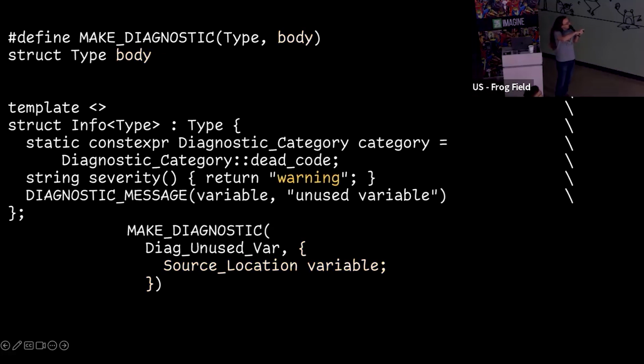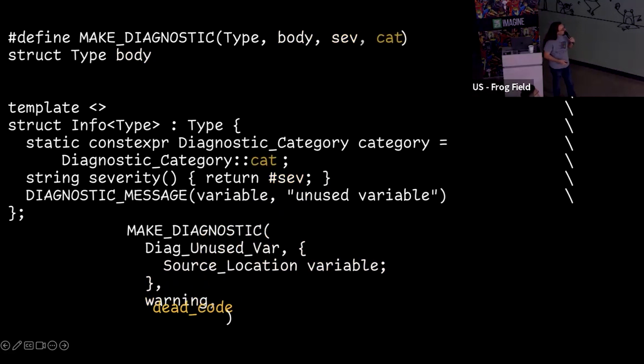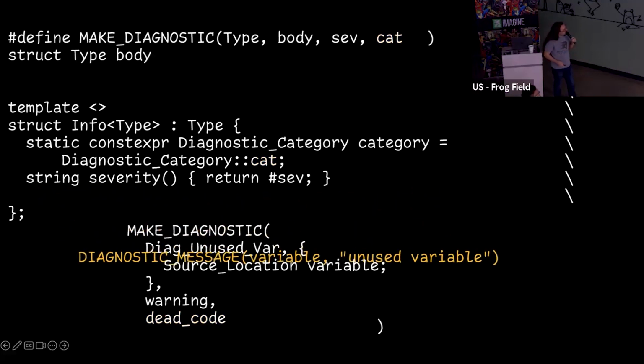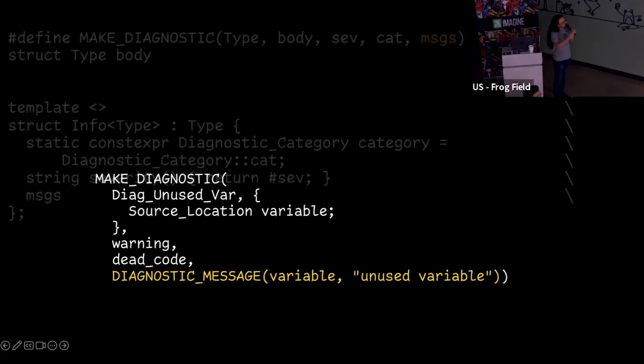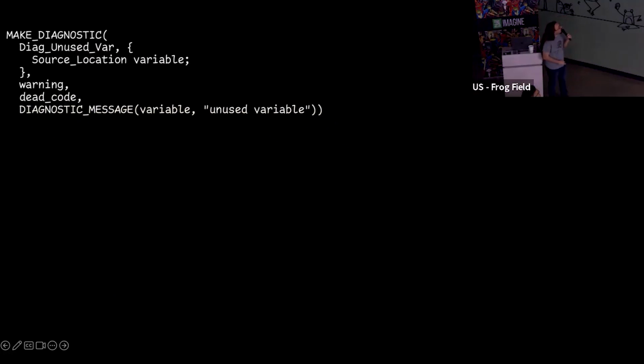So we can take the severity and make that a parameter to our macro. And here I opted to remove the quotes when you call the macro, and you do #sev to add the quotes back. In my production code, it's not actually a string, it's an enum, but I wanted to use a string as an example. We could do the same with category, except we don't use a string here. And we can put the message out as a parameter. And there we go. We have a reusable make diagnostic macro that generates the metadata and the original struct.